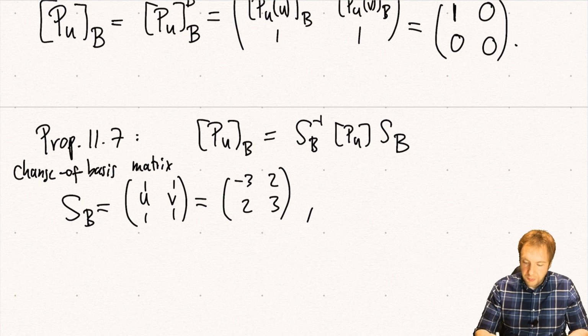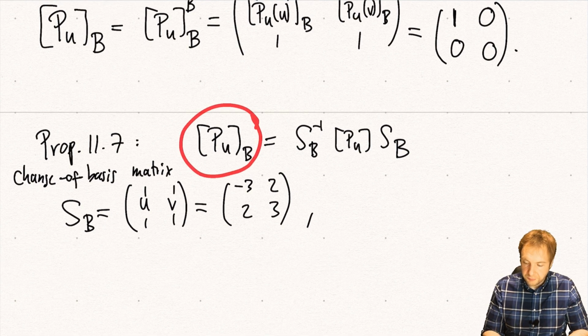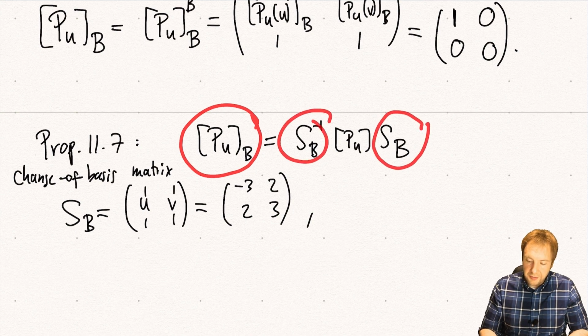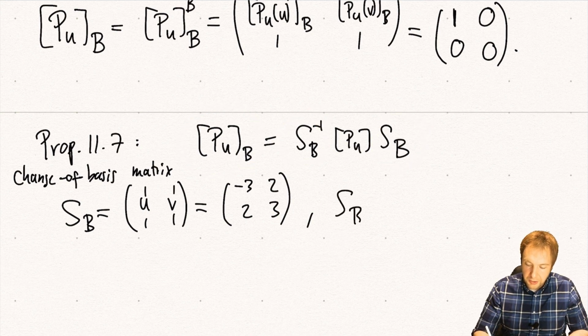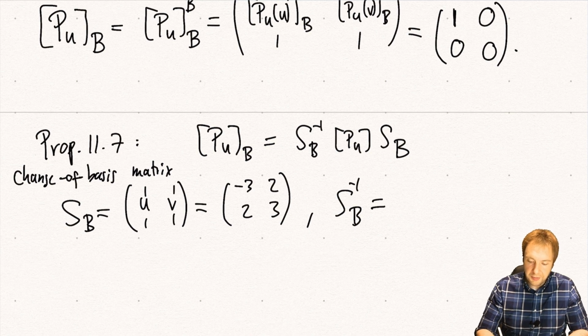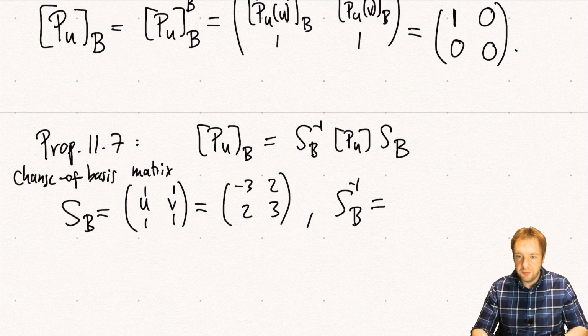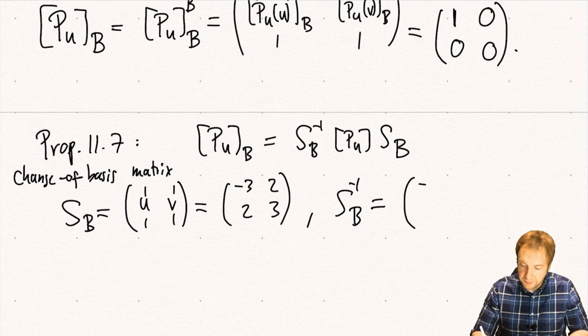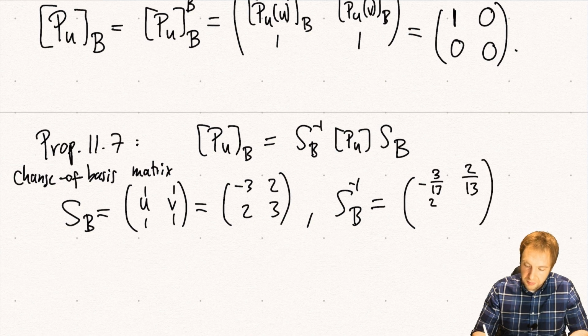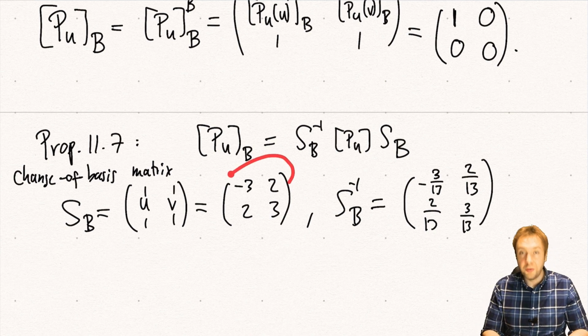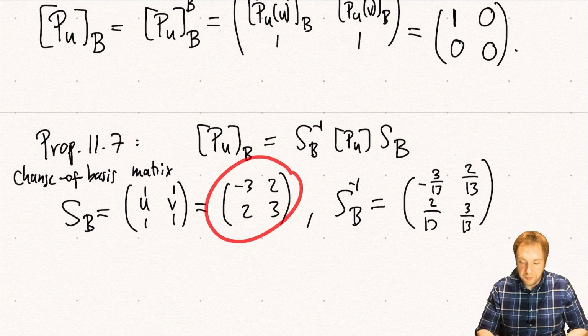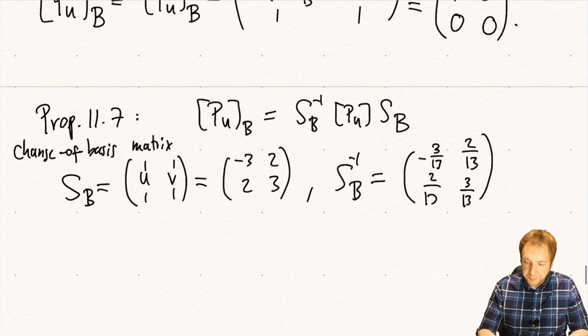And so what we have now is this here. And the inverse, SB inverse, we can also calculate. So this is just inverting this matrix here. So this I will just give you for free. So it's -3/13, 2/13, 2/13, 3/13. Because we learned how to calculate the inverse of the matrix here. And so we now have this, and we have this. So we can calculate Pu now.